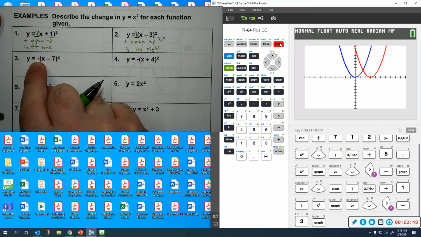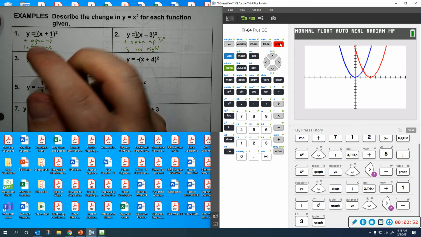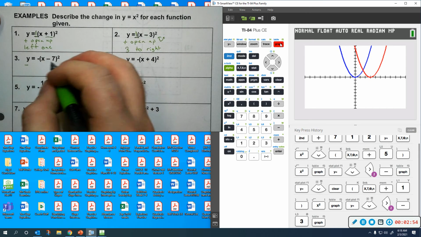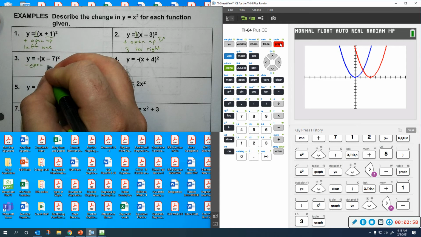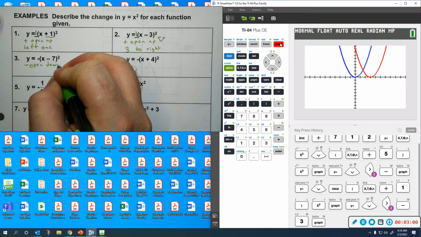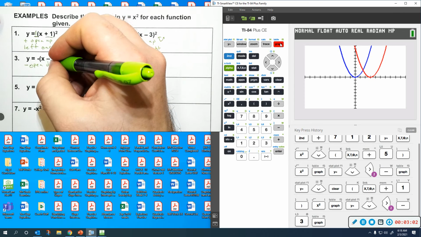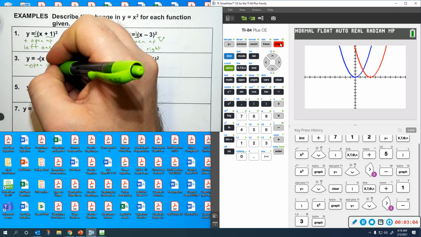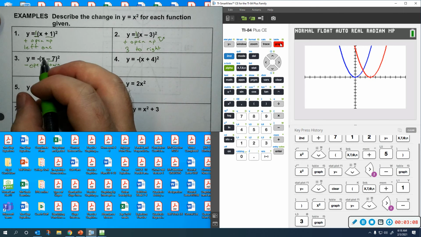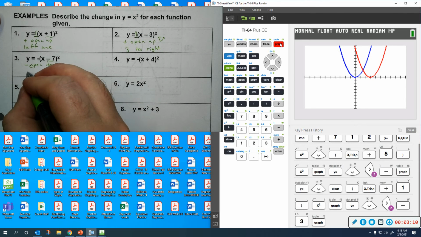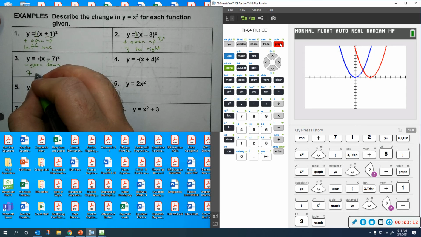Alright, on number 3, it starts out with a negative. So this one, since it's negative, this is actually going to open down. Now, it says x minus 7. Remember, x lies, so minus means it's actually moving to the right. So it's 7 to the right.